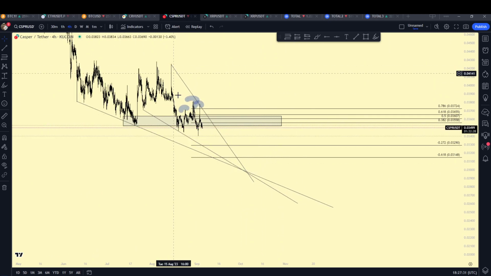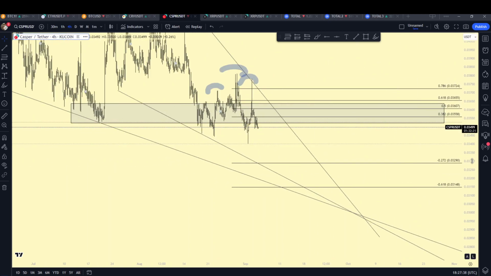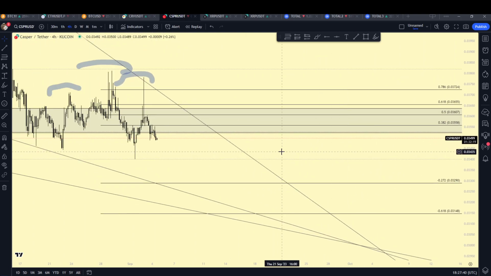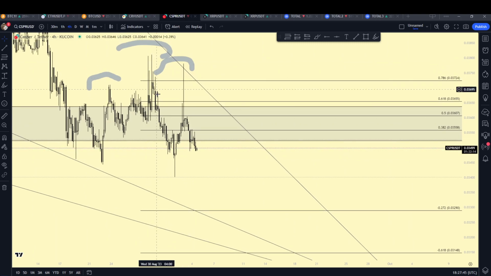Yeah, I think we're going down for a bit still. Can always be that I'm wrong, guys. I'm not Jesus. I'm sorry, Jesus. I love Jesus. But still, look at this. This is beautiful. We also see this clear ICI impulse correction impulse.